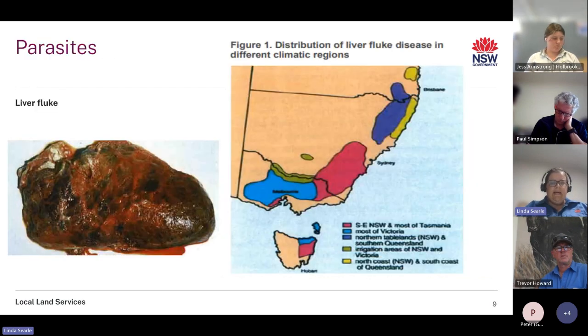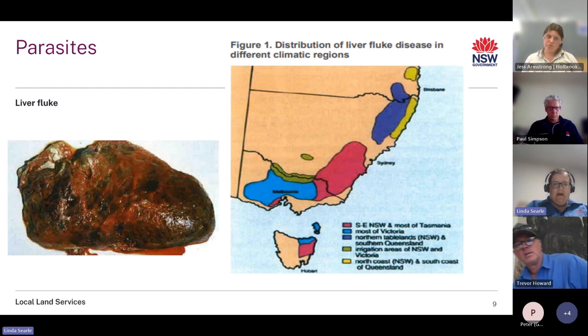Another thing to consider is parasites. So you can see on this map here that liver fluke is a known problem, both in this high rainfall area in the southeast here, but also all along the irrigation country. In the intermediate stages, liver fluke travel through and cause damage to the liver, which obviously has a production loss.